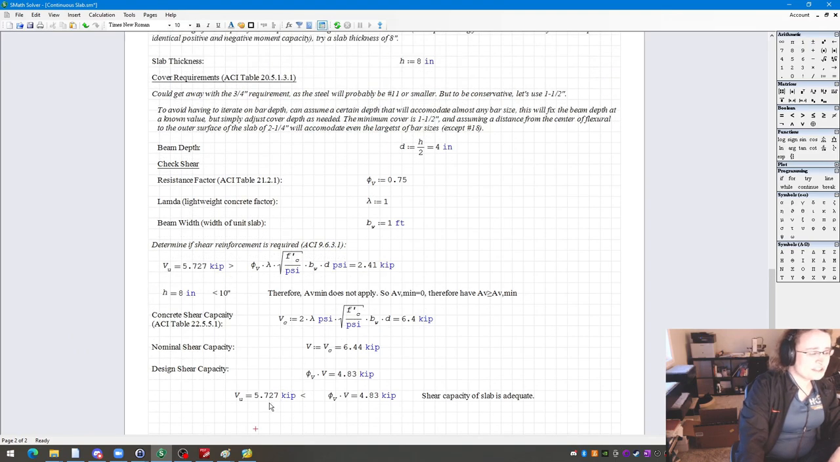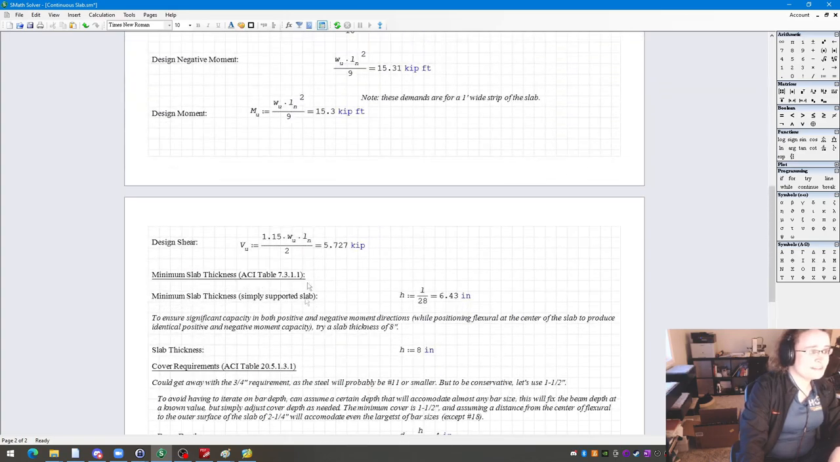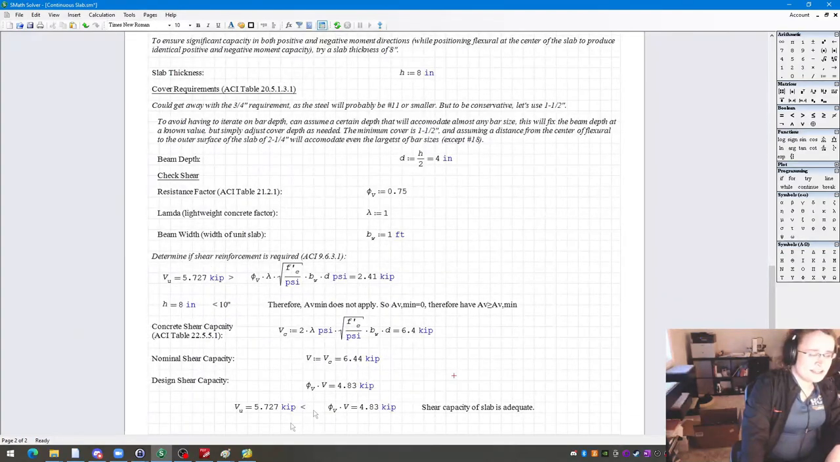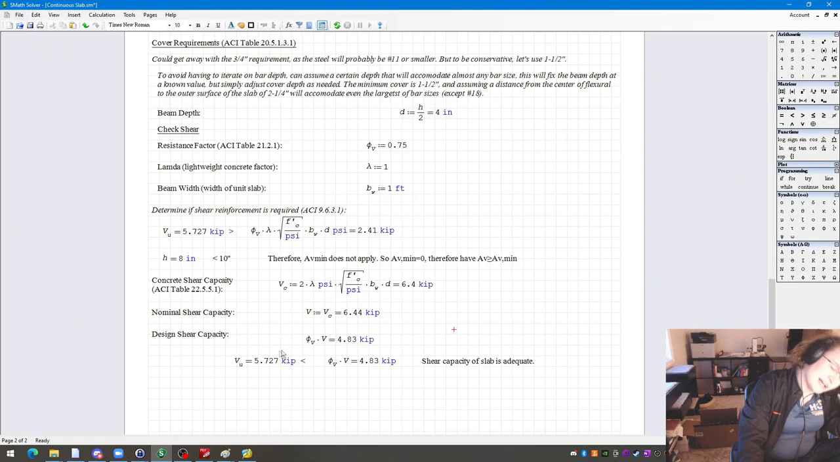Unfortunately, this is actually going to be less than our demand shear that we previously determined. So if we're going to do this, we need to find a way to increase our shear capacity of our concrete. If we were designing a regular beam, we could just add shear reinforcement. But unfortunately, we're not going to be able to do that simply because this is a slab, and we cannot add a shear stirrup to it.